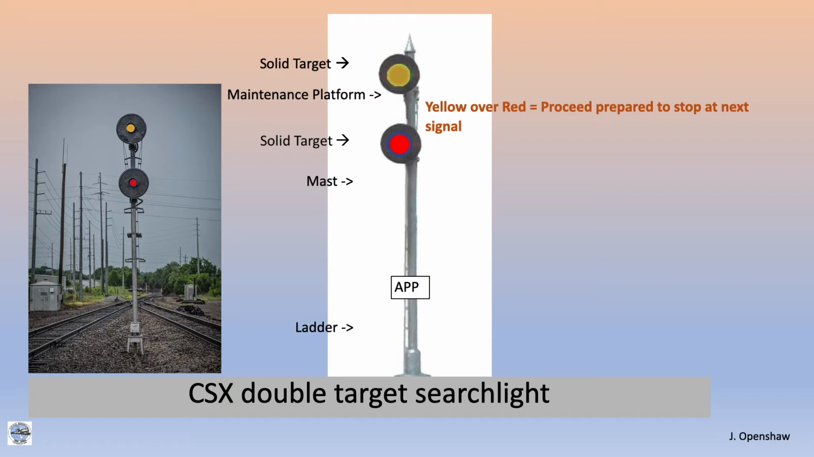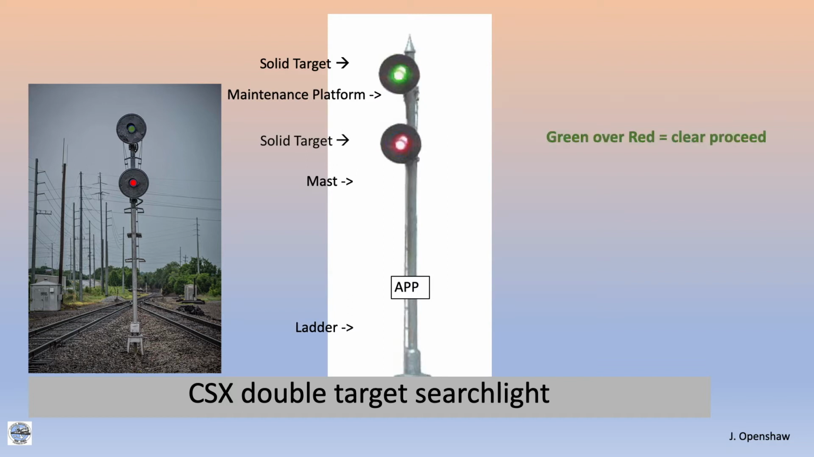Okay, here we go. Approach. Again, you read the top signal. That means approach, proceed, prepared to stop at the next signal. Okay, next signal, Dave. Okay, here you go. Green, it's green over red. Again, it's clear. That means it's maximum authorized speed. Whatever the track is good for, if it's good for 70, that's what you're going to get. If it's good for 30, that's what you're going to get. It's in your timetables. Okay, next one, Dave.